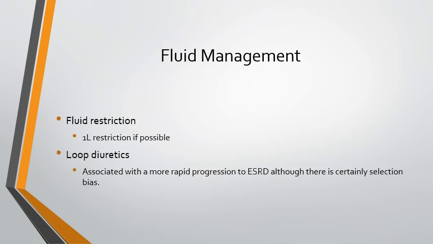And then loop diuretics are probably our most effective way of getting fluid out. Unfortunately, this is associated with a more rapid progression to end-stage renal disease, although there's a lot of selection bias here because the people you're going to give loop diuretics to are the ones with more problems, more poor adherence, like we talked about with the calcium phosphorus issues. And so it's no surprise that these patients end up doing more poorly long term.